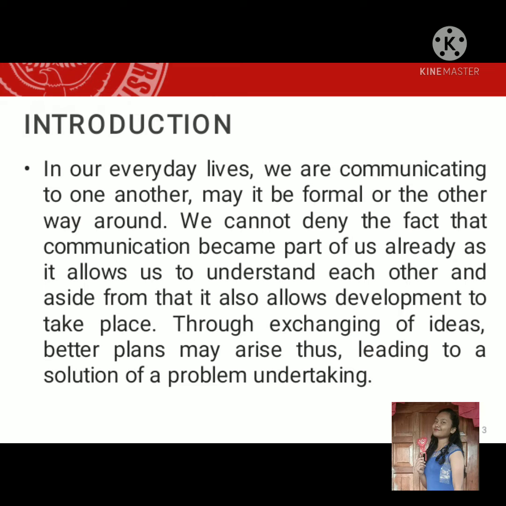In our everyday lives, we are communicating to one another, be it formal or the other way around. And we cannot deny the fact that communication has become part of us already, as it allows us to understand each other. Aside from that, it also allows development to take place. Through exchanging of ideas, better plans may arise, thus leading to a solution to a problem undertaking. So indeed, communication is part of us already, and I know you will agree with me. Am I right? Okay, thank you.